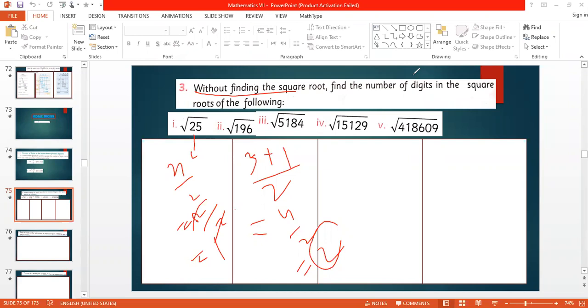For even n by 2, for odd n plus 1 by 2. Does anybody have a problem in it? No, sir, we don't have any problem in this. Good. Okay, let me check the next question. If it is easy, we will do it. If they are a bit tricky, let me check first.